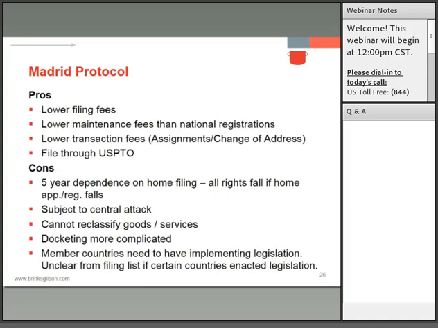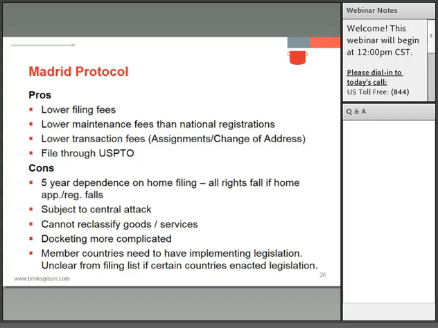Madrid Protocol pros and cons. Pros of the Madrid Protocol include lower filing fees, lower maintenance fees, the national registrations, lower transaction fees, and the ability to file through the USPTO. Cons include the fact that any Madrid trademark filing or registration is dependent on the home filing for 5 years.